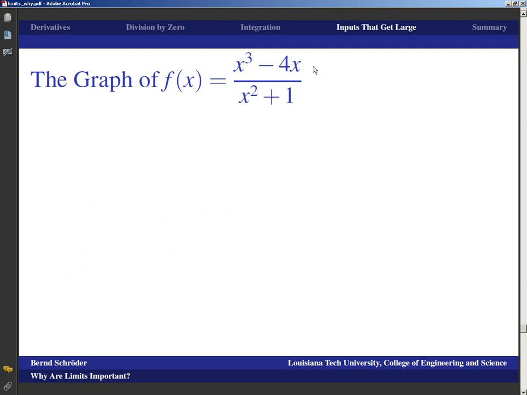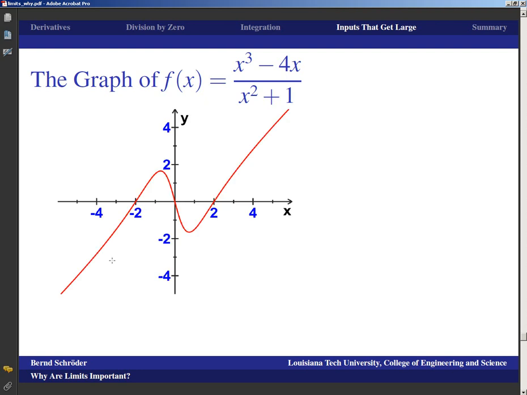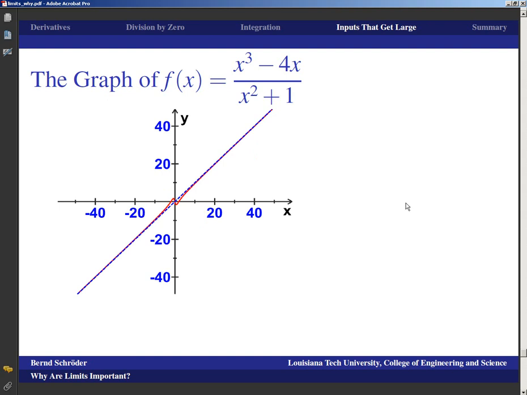If you've got something like x cubed minus 4x over x squared plus 1, that thing looks like this, and it looks like it's straightening out into a line here. So it looks like it's getting really close to that line, and if we zoom out a little bit, we see that, in fact, for large values of x, the asymptote is indistinguishable from the graph. And again, limits will allow us to compute those things and take the mystery behind them out of the picture.